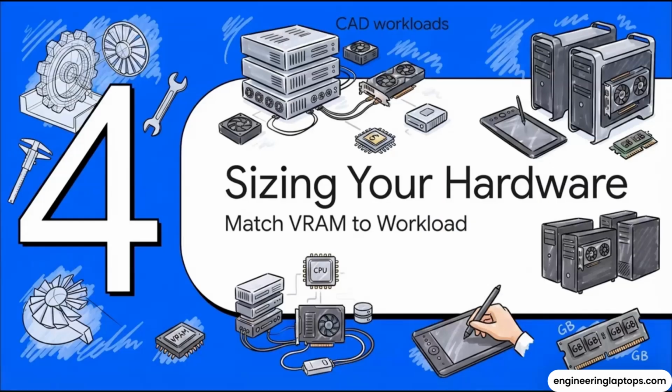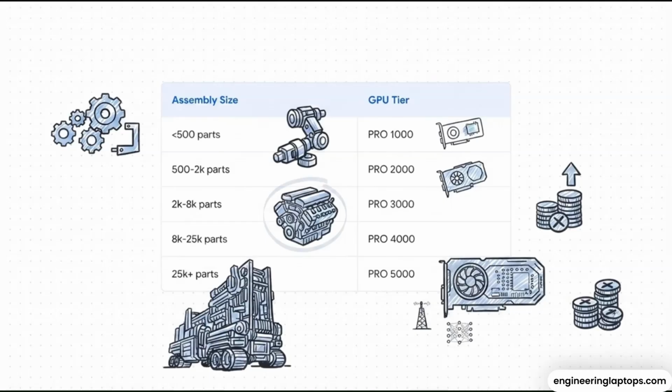Section 4, sizing your hardware. Let's move to this and see how this builds out. Here's a crucial takeaway. You literally do not need to max out every specification to get great performance. This is your cheat sheet for matching graphics VRAM to your actual assembly size.